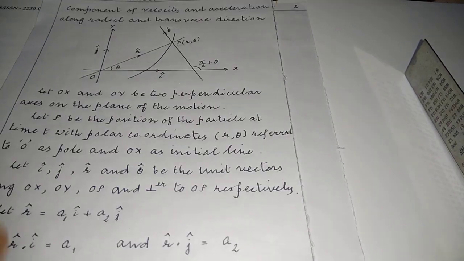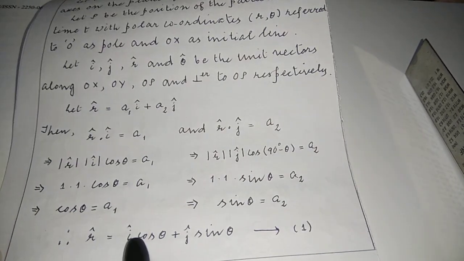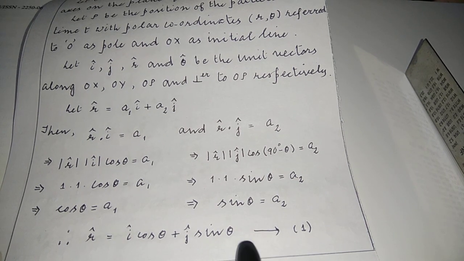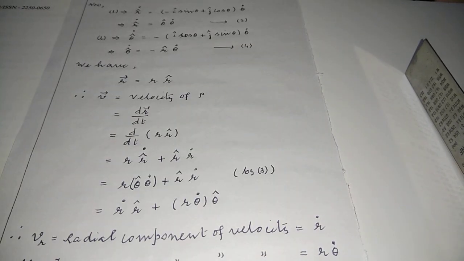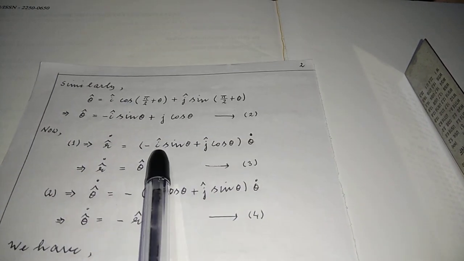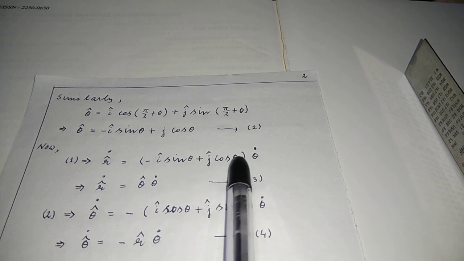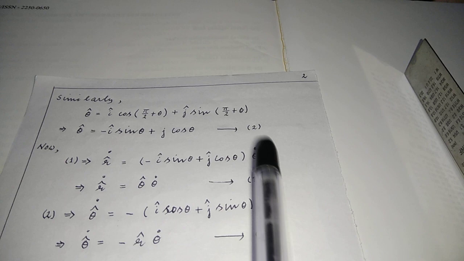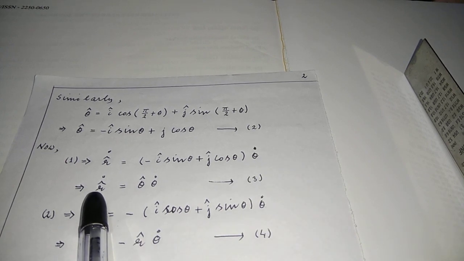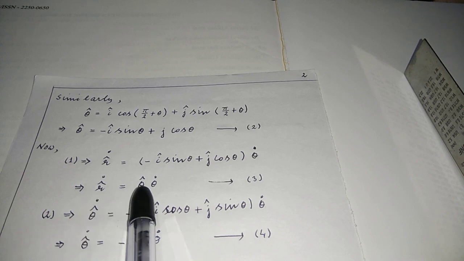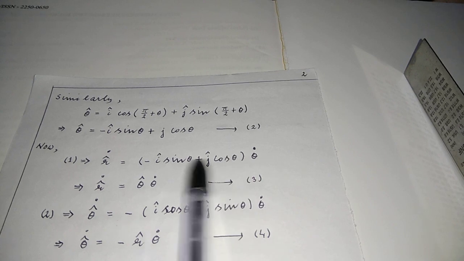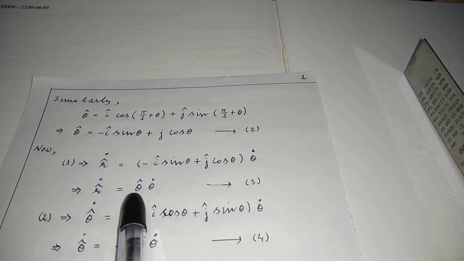Okay, now we will differentiate this equation 1. The expression for r cap is i cap cos theta plus j cap sin theta. If we differentiate equation 1 with respect to t, what is the differentiation of cos theta? That is minus sin theta. Differentiation with respect to t is denoted by this dot. So it is minus i sin theta plus j cos theta, and when you differentiate theta, d theta by dt, we can write as theta dot. Thus r cap dot can be expressed as theta cap. This is nothing but the theta cap, so r cap dot we can write as theta dot theta cap.